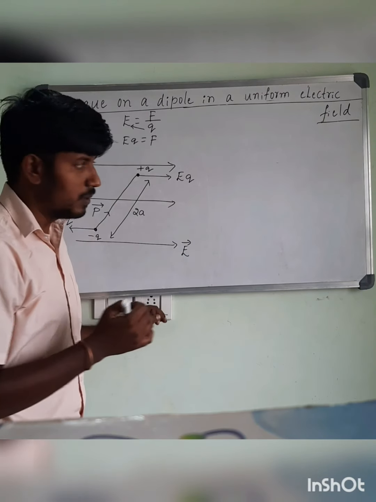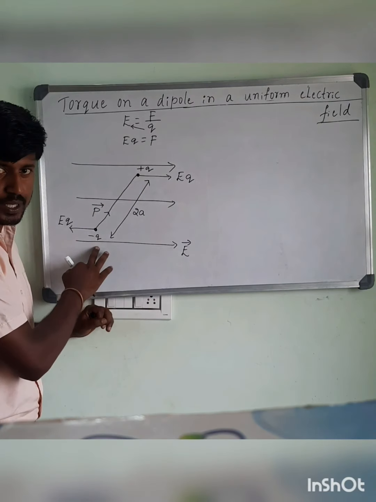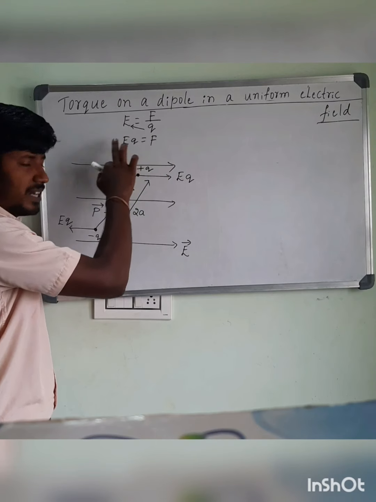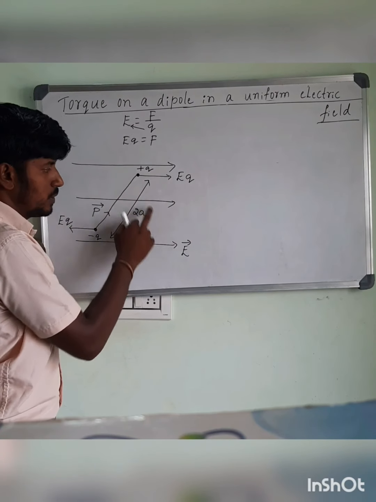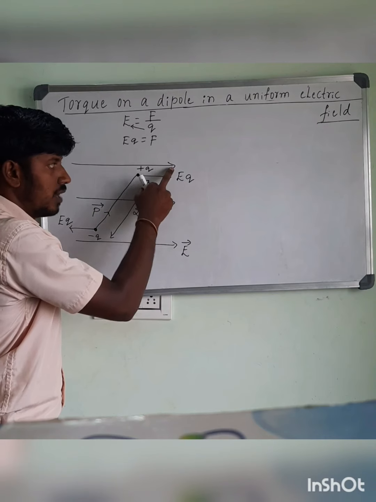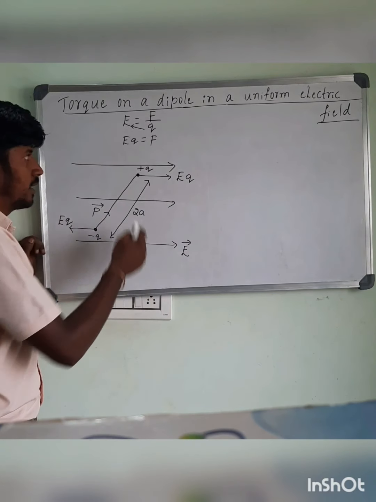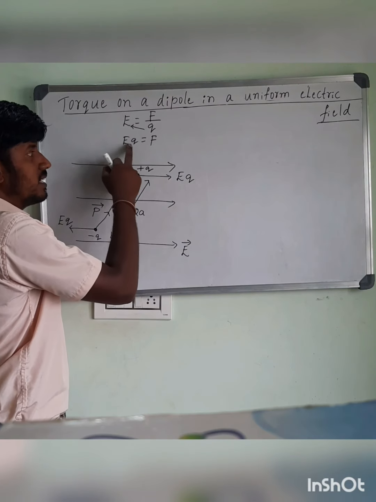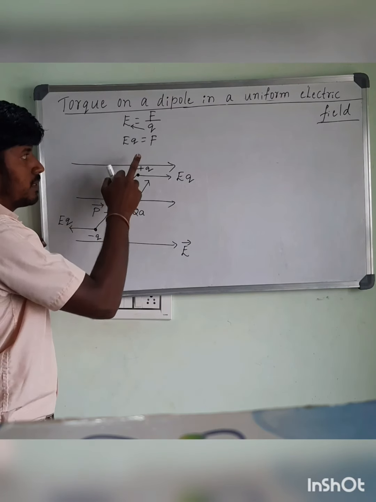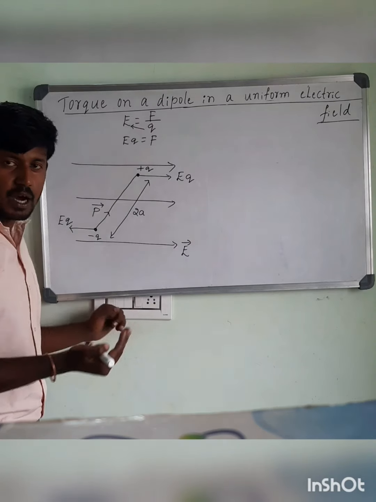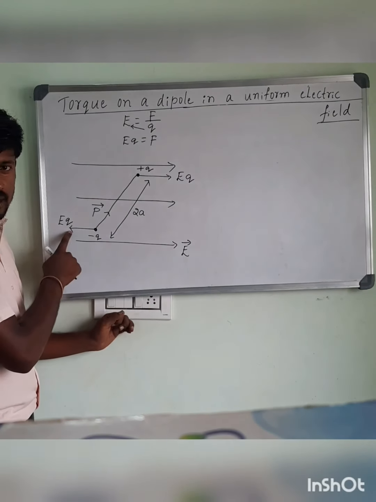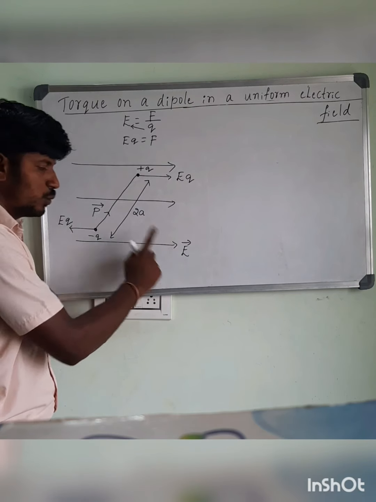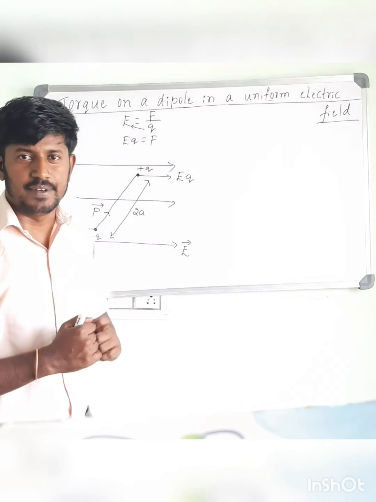But here observe, this is the positive charge, this is the negative charge. Whenever the charge is positive, the direction of force is always in the direction of electric field. So this is the positive charge, therefore the force direction is in the direction of electric field. But if you consider the negative charge, then it becomes minus EQ is equal to F, which represents that force and electric field are in opposite directions. That's why here I have shown the force acting on the negative charge is opposite to the direction of electric field.